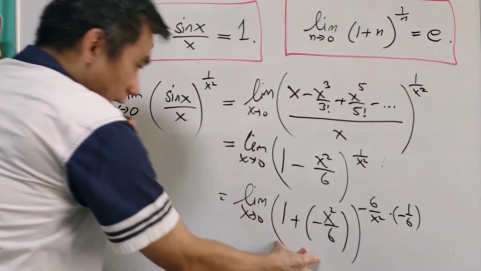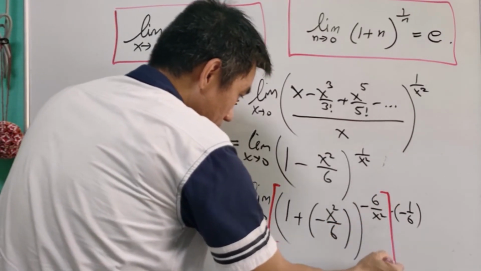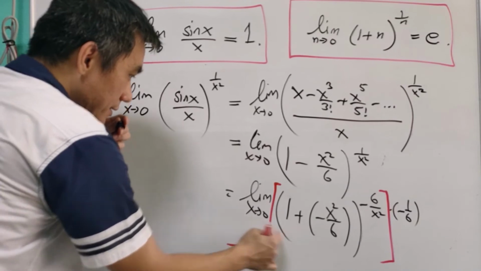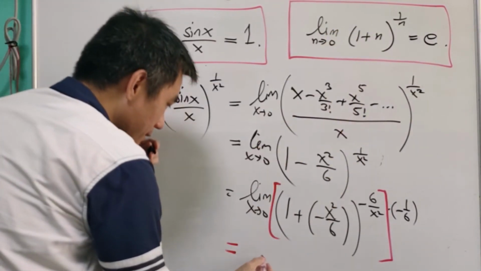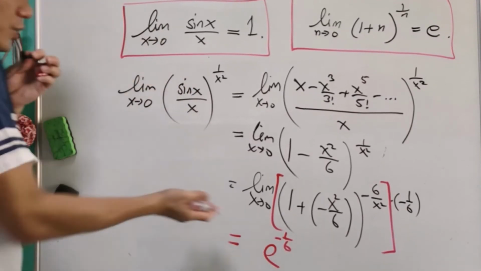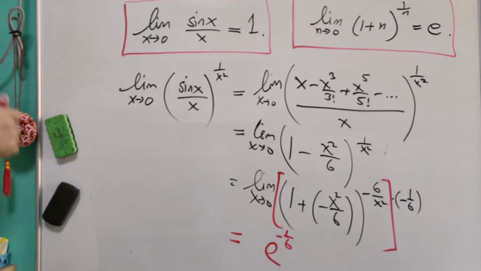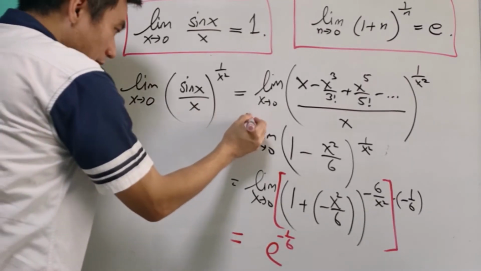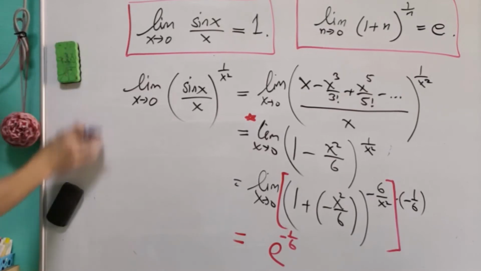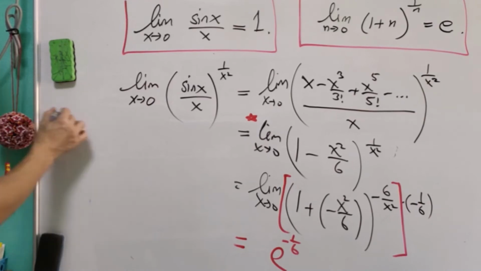Again, a to the power of m times n is equal to a to the power of m, to the power of n. And we already know that this limit is equal to e. And this is a fixed number, negative 1 over 6. So the answer is e to the power of negative 1 over 6. But we have to note that for this step, it is not so rigorous. I'll give you an example that something that insignificant may be important.